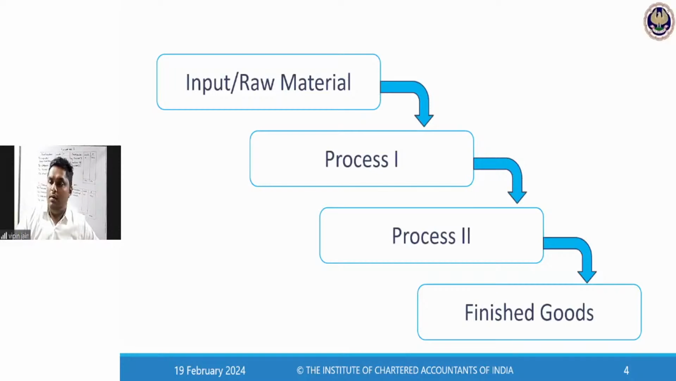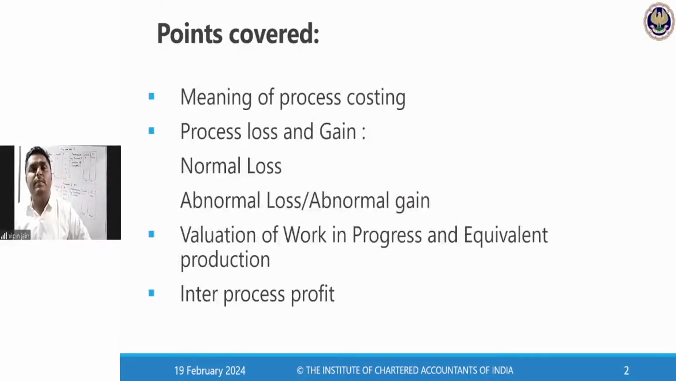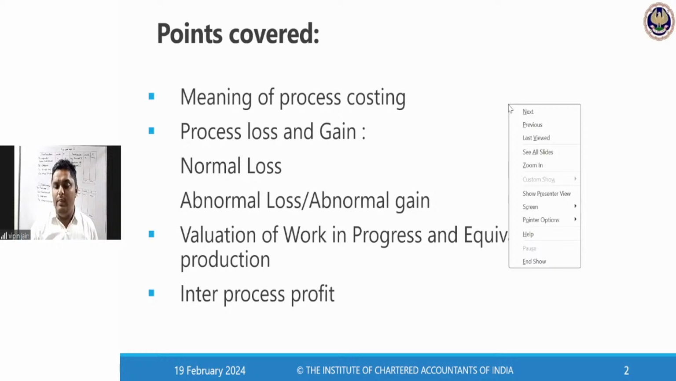Now, let me give you a brief summary about what all we'll be discussing in this chapter. The meaning of process costing, I've already discussed. Thereafter, we'll discuss process loss and gain, that is normal loss, abnormal loss and abnormal gain. Thereafter, we'll discuss how to value work in progress, that is the concept of equivalent production. And the last part, that is inter-process profit. I'll be discussing these points one by one.